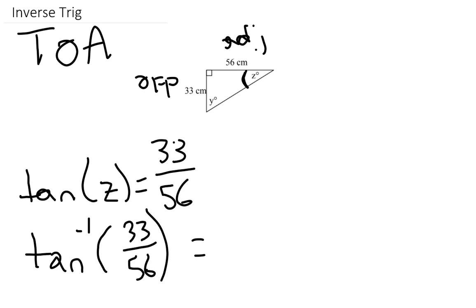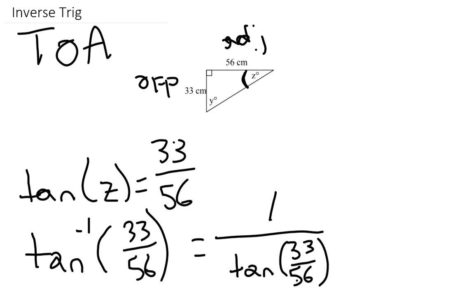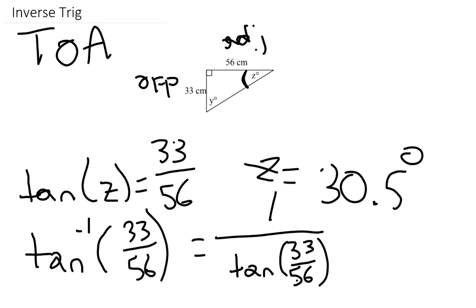What you could also do if you don't have an inverse and you only have a tangent button, that means that z is going to be the same as 1 over the tangent of 33 over 56. And if I actually go ahead and plug that into my calculator, I find that the inverse of tangent of 33 over 56 is going to give me about 30.5 degrees. So that's what my z is going to be in degrees.